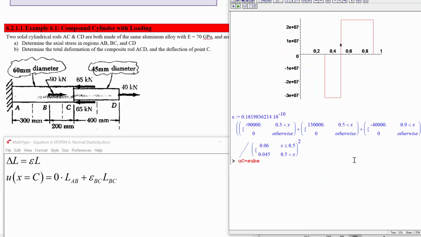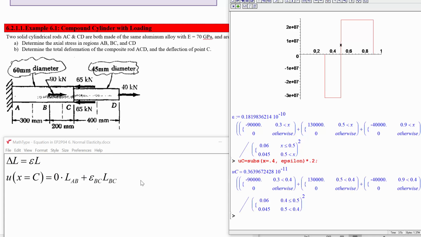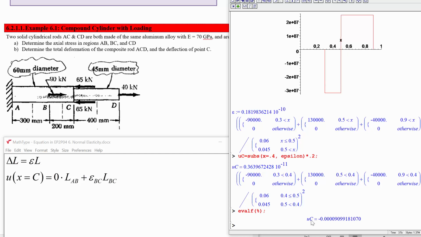And now we can substitute x is equal to something in here like 0.4 into epsilon times the length of this section, which is 0.2. And that should be the total displacement of point C. It looks like a mess, but if we evaluate it, we find that we have an answer here. It's moved about 91 microns to the left.